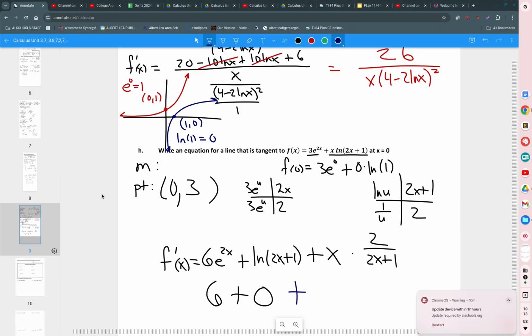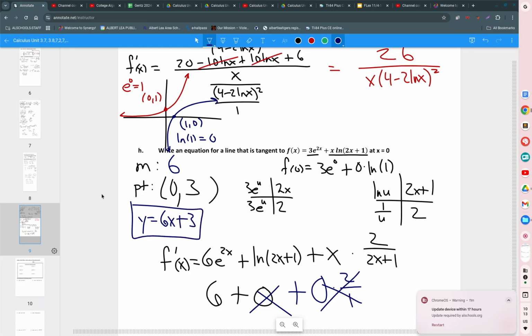Plus 0 times 2 over 1. So obviously this makes 0, that makes 0. I have 6, the slope is 6. So y is equal to 6x plus 3. That's my equation for my tangent line. There you have it.